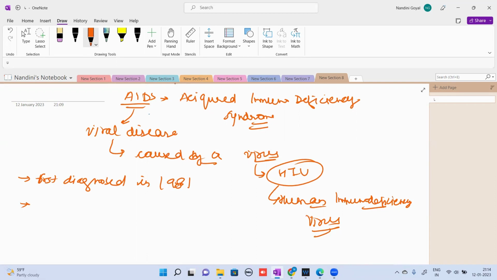So in this chapter, we are going to study the structure of HIV and the symptoms of AIDS. So these are the two things which we have to focus on in this chapter.